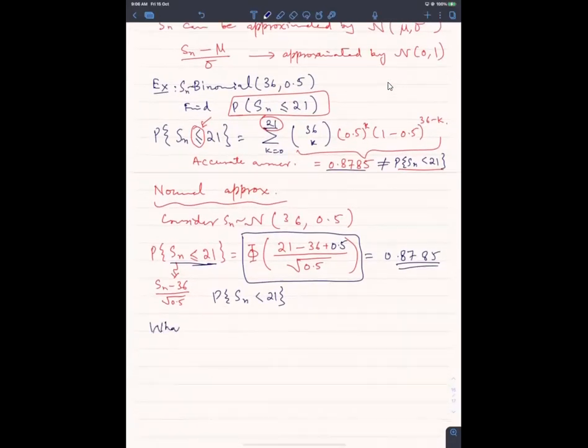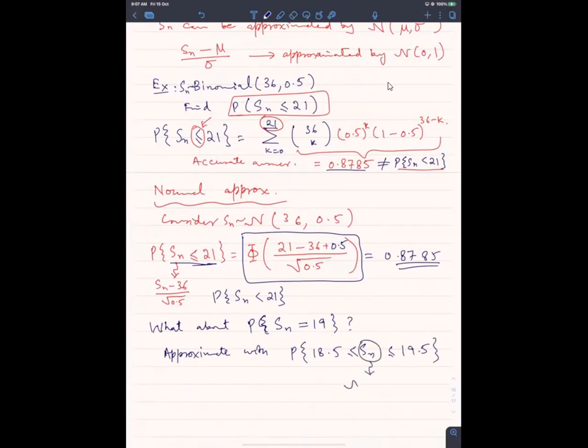Now I'm going to ask this question: what about the probability of Sn taking the value 19? We know that for the continuous case this should be 0. In the normal case this should be 0, but in the binomial case it is not 0. How do we approximate this? We approximate it with the probability that Sn takes a value between 18.5 and 19.5, where this Sn is normal with mean mu and variance sigma square. This is called the continuity correction.